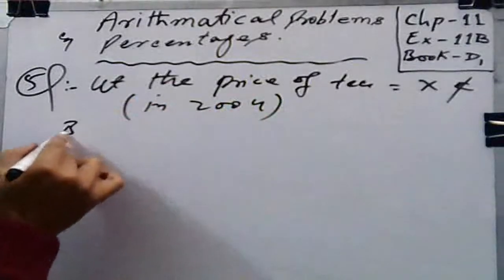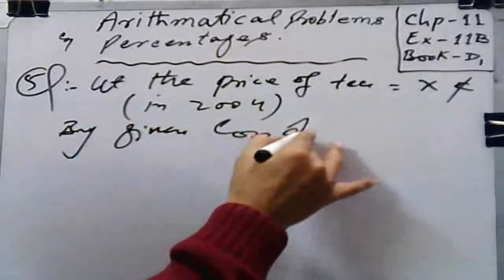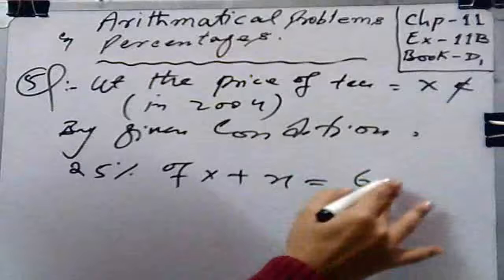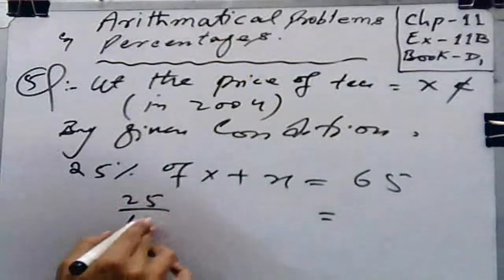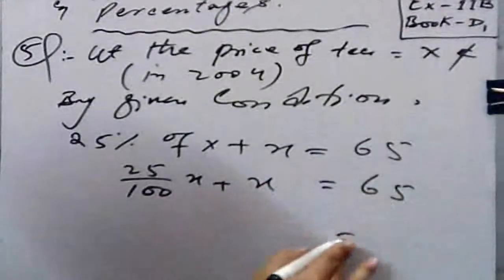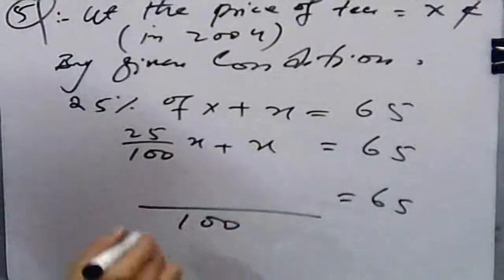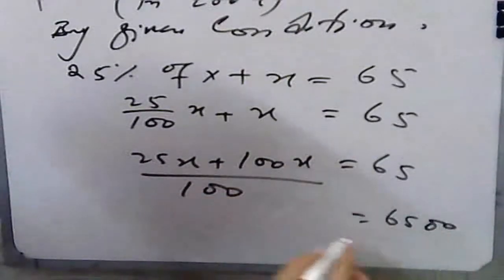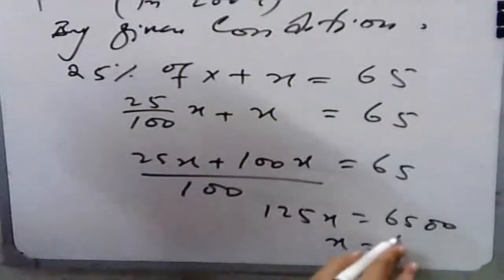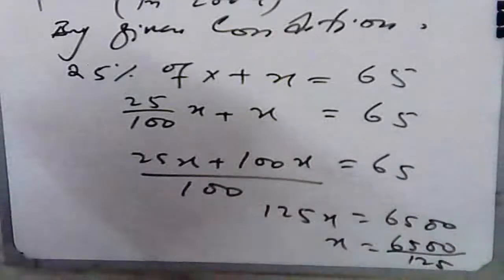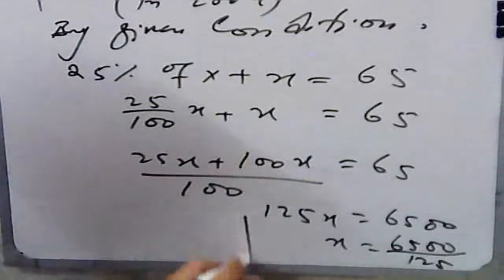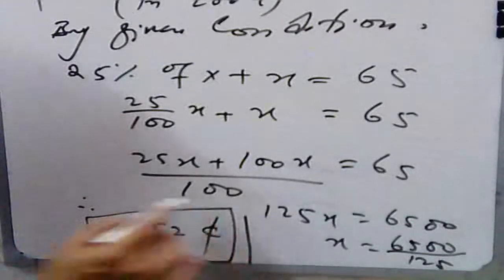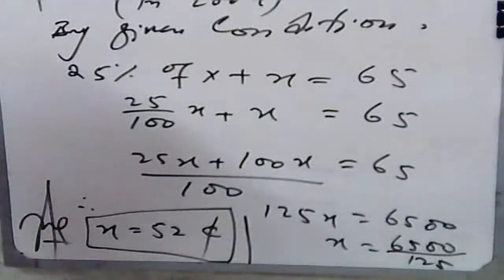By the given condition, if we read the statement, 25% of x plus the original x is equal to 65. So 25% means 25 by 100 x plus x equals 65. After simplification, 100 is your LCM, so 25x plus 100x equals 6500 by using cross multiplication. It will give you 125x. The value of x is 6500 divided by 125. Therefore, after division you will get 52. That is your result, so that is your answer.